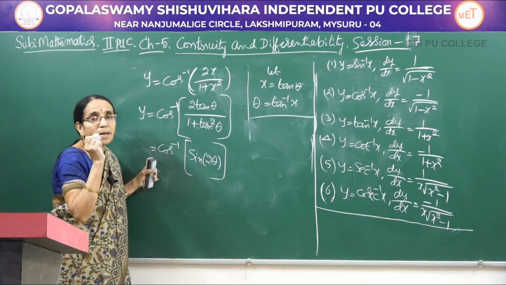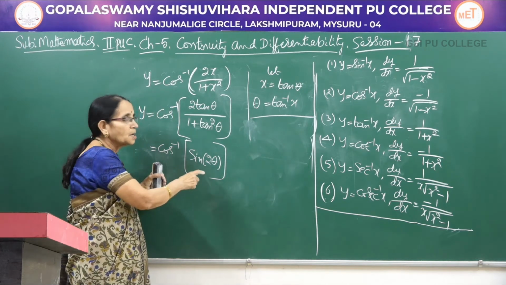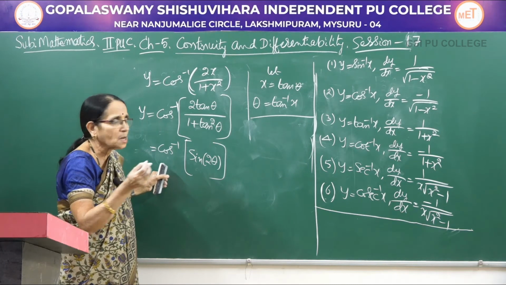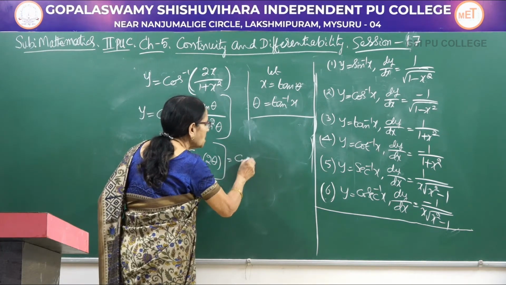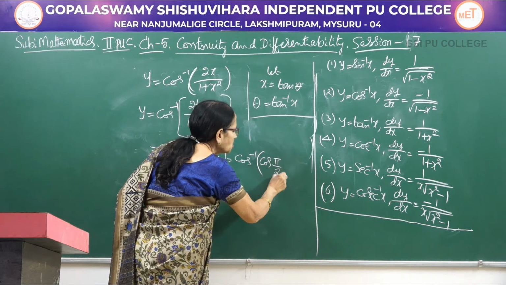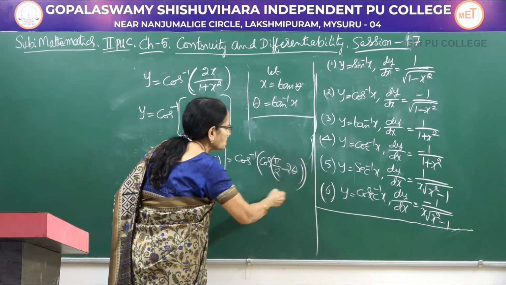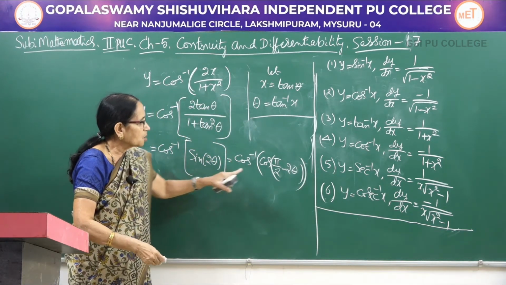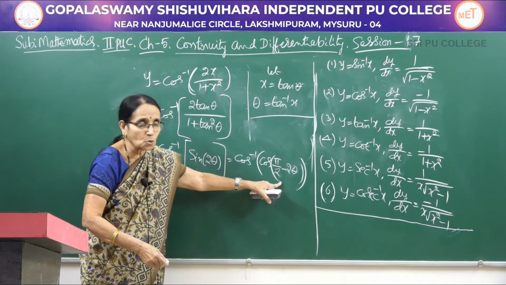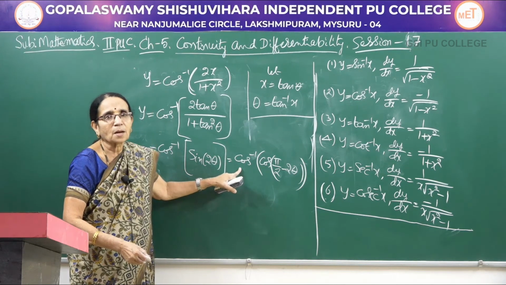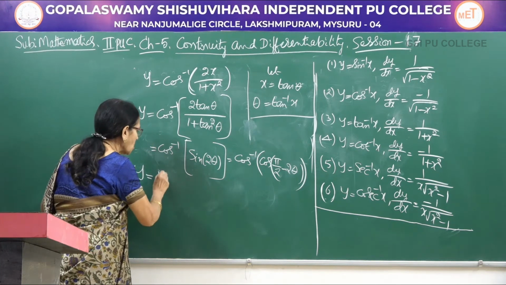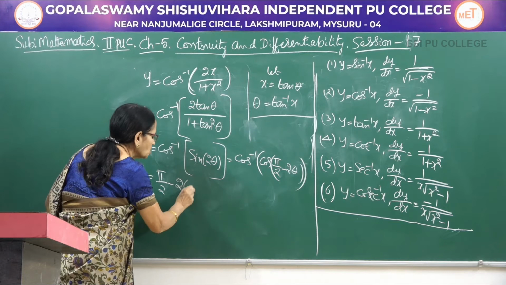Now I am using the allied angle rule. That is, you know that sin theta is equal to cos 90 minus theta and cos theta is equal to sin 90 minus theta. So I am using that allied angle rule, and sin 2 theta can be expressed as cos of pi by 2 minus 2 theta. Because sin theta equal to cos 90 minus theta. The reason is outside we are having cos inverse. So cos inverse of cos, it gets cancelled. So y would be equal to pi by 2 minus 2 theta.